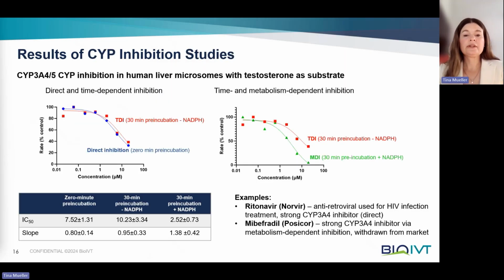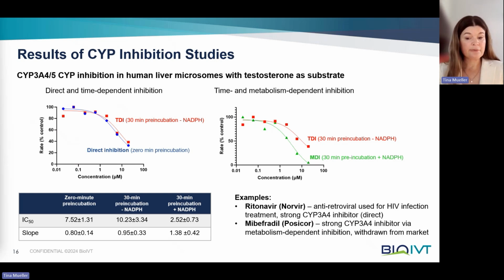With that, let's look at the deliverables of CYP inhibition studies. Here's an example of the curves that are generated. These two graphs show the CYP inhibition curve for CYP3A4/5 generated in human liver microsomes with testosterone as a substrate. In both graphs, the x-axis represents the concentration of the drug candidate being tested, while the y-axis is the rate expressed as the percentage of the control. If inhibition occurs with increasing concentration, the rate will decrease.